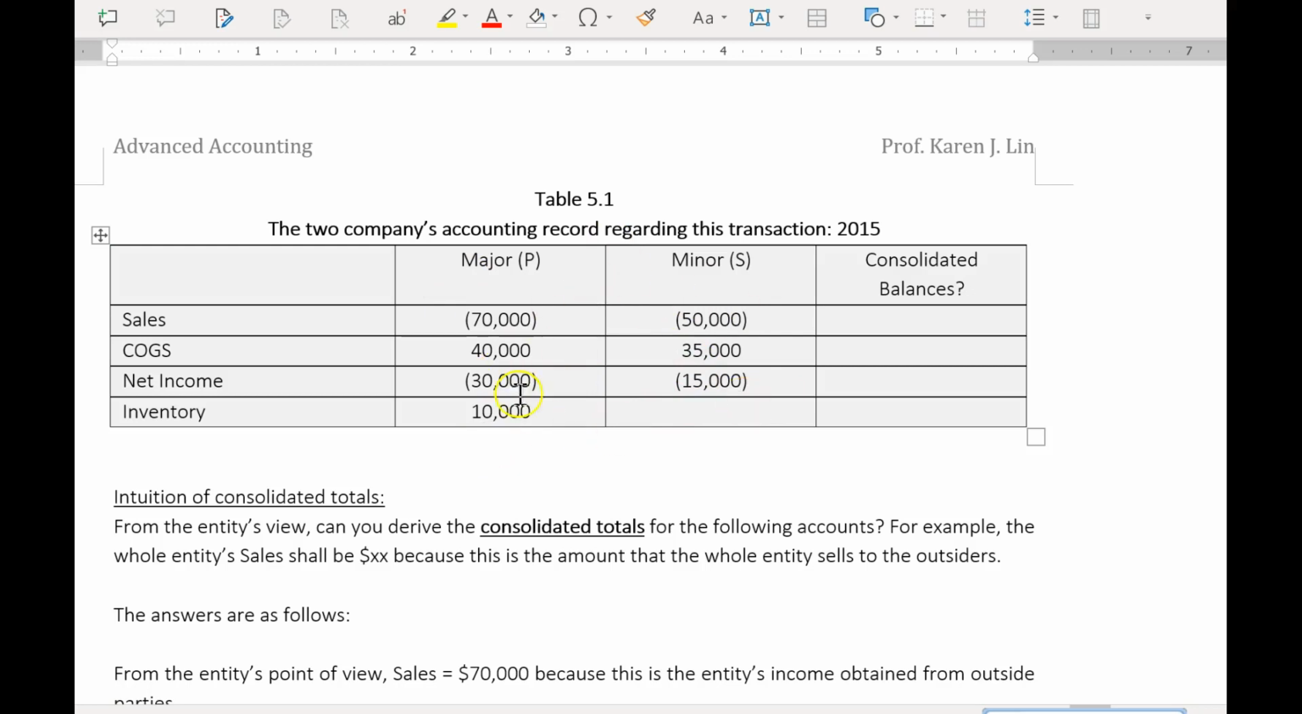Now, this portion is only the impact of the intra-entity transaction, which is basically the way that we are going to do the consolidations in this chapter. So I want you to know that the parent and the subsidiary may have other sales.